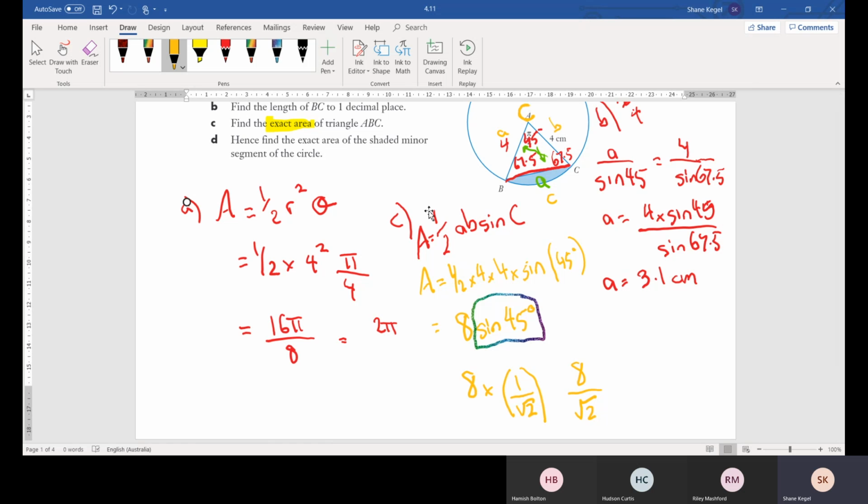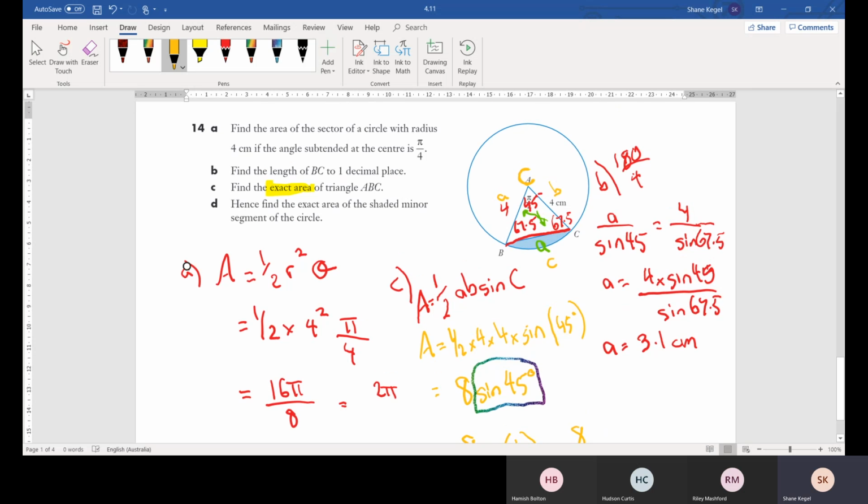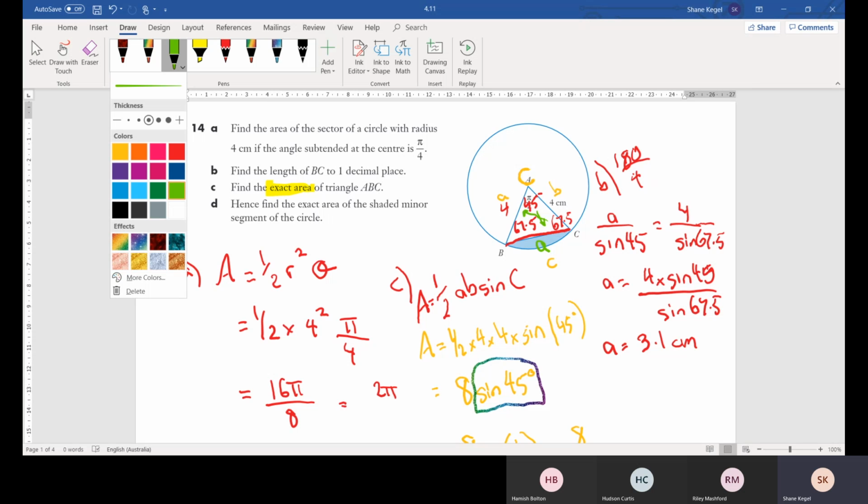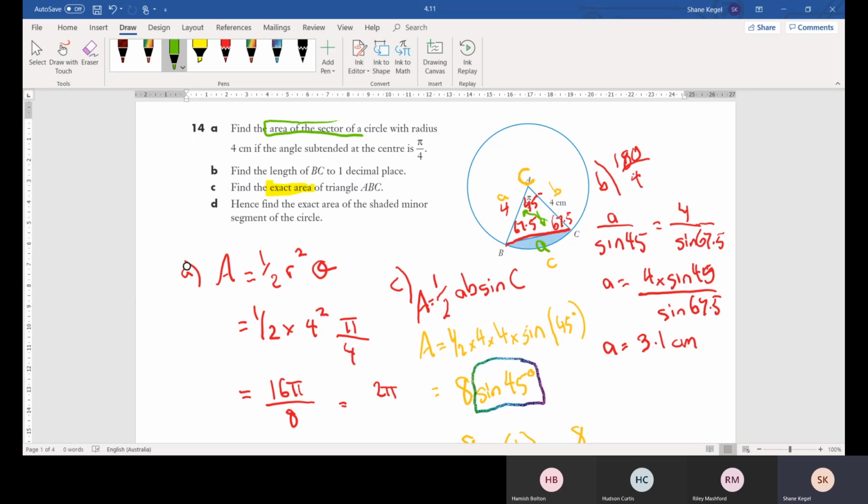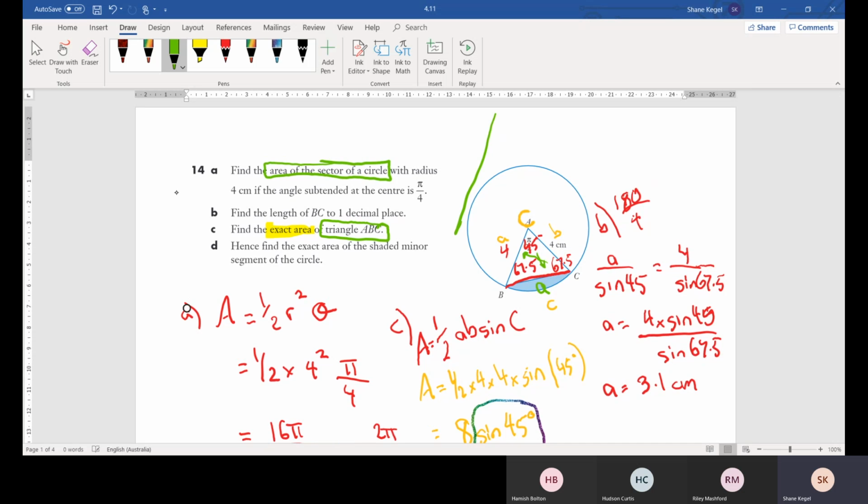Moving on to part D, hence find the exact area of the shaded minor segment of the circle. So I'm going to have to use 2 of the measurements I've got already. So what I have here is I've found the area of the sector of this circle. So we're talking about that entire area. And I've also found the area of the triangle ABC. So what I can do for my sector, if we have a look at the sector here, so I've got two parts. So I've got a triangle and I've got the extra bit.